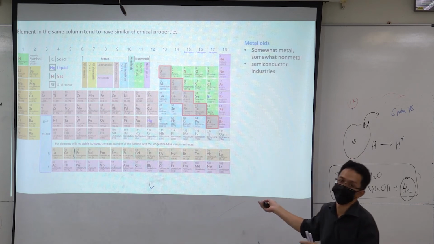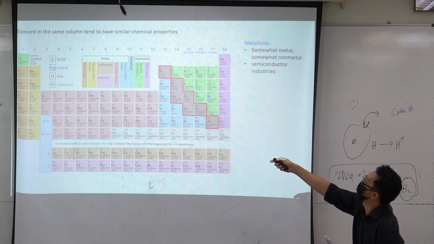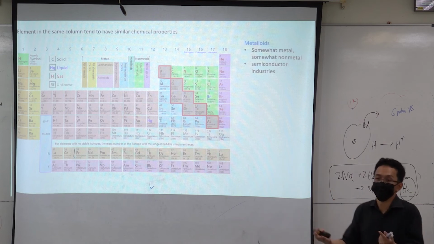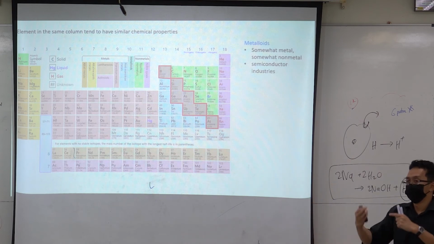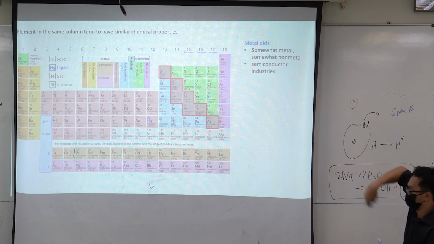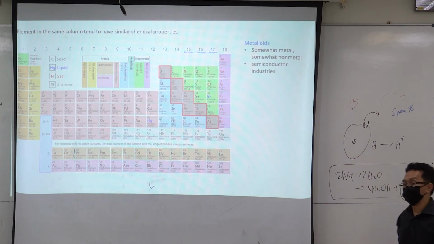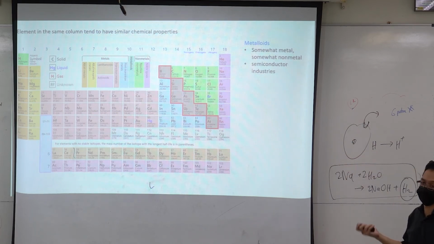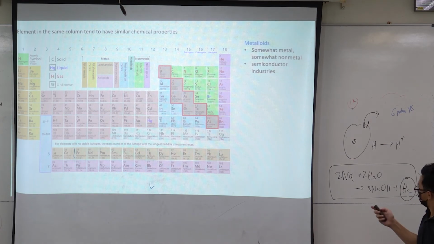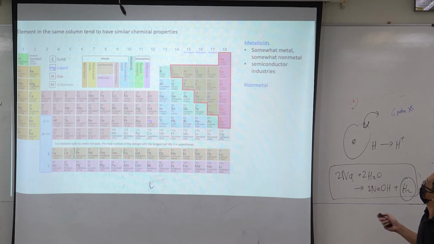It's just a rule. When I say elements in the same column tend to have similar chemical properties, that's just a rule. But you see this metalloid sort of violates that rule. It's like a diagonal there. So that's chemistry. This is just a rule. Remember, it's just a rule. Okay, that's metalloid. And then you have this non-metal part.